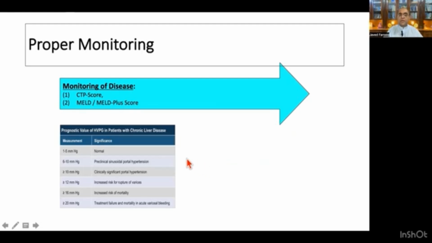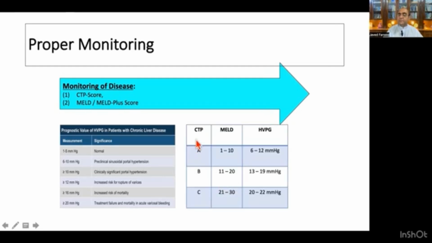We don't measure the hepatic venous pressure gradient in clinical practice, but we do know that if our patient is in Child class A and low MELD, the HVPG is less than 12. It is a desirable one. So if our patient has a good CTP score and good MELD score, we predict that the HVPG is clinically insignificant or on the better side. So we must have an idea of the probable HVPG of our patient.